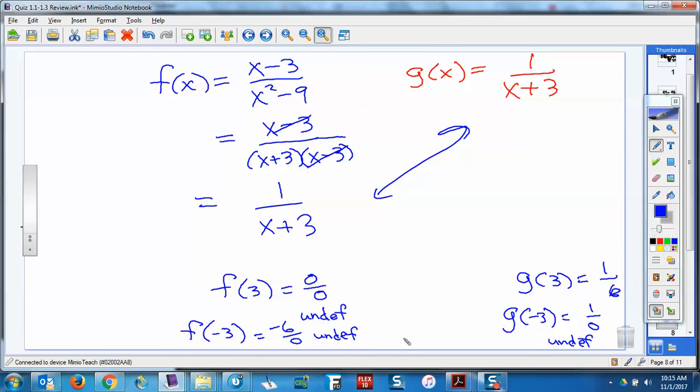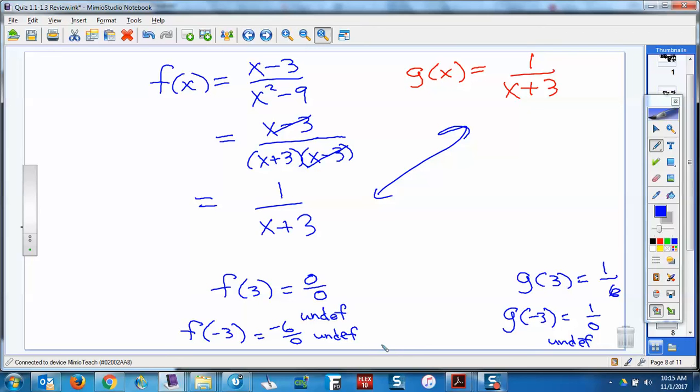Now you might be tempted to say those two are equal. Well, 1 over 0, is that equal to negative 6 over 0? Actually, it doesn't make sense to use the word equal there because equal compares numbers, and 1 over 0 is not a number. Negative 6 over 0 is not a number. So we can't even compare undefineds using an equals because equals only compares numbers. So that's why f and g are equal everywhere except at those two x-values. That work is your show for part A.